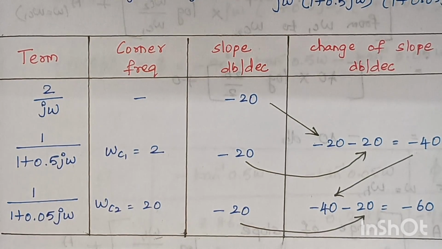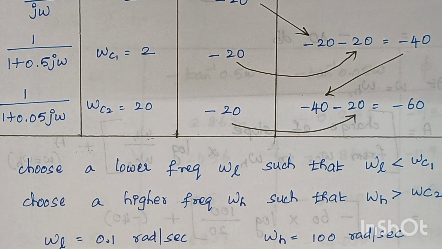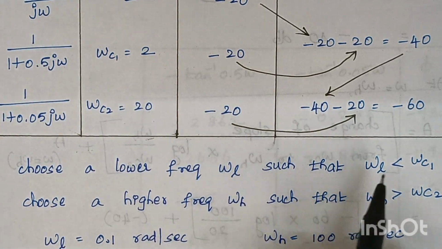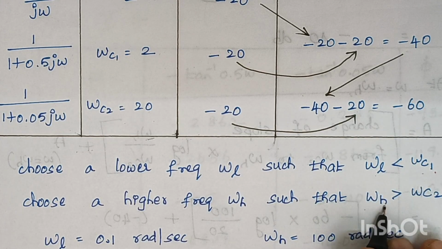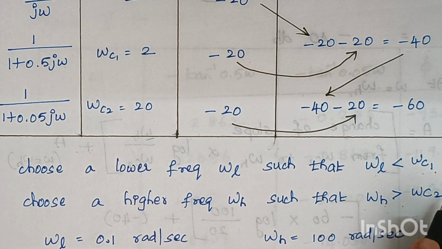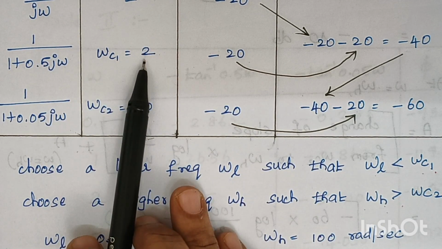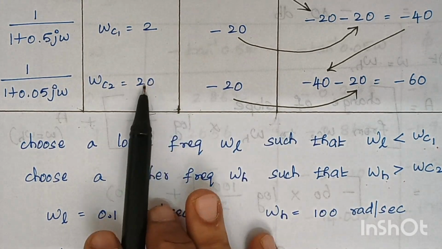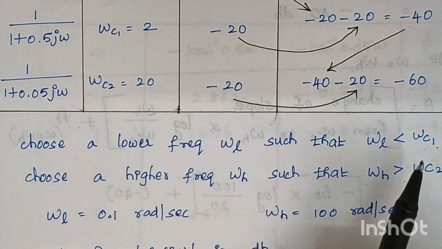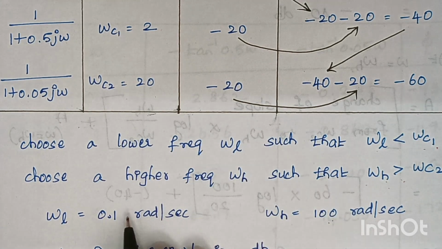Then we are moving to calculate the magnitude. For calculating the magnitude, we have to select two frequency values in such a way that omega L should be less than our first corner frequency, and omega H should be greater than our second corner frequency, right? Here we have omega C1 as 2, so select a value which is less than 2. Here I selected 0.1. Again, omega C2 is 20, and omega H should be greater than omega C2, so here I selected the value as 100. It is up to you. You can even take 50, and here you can even take 1.